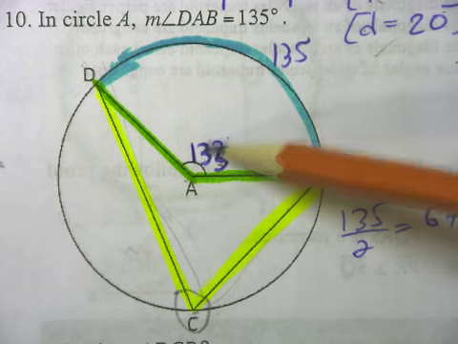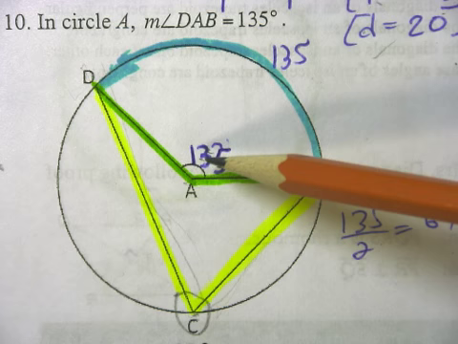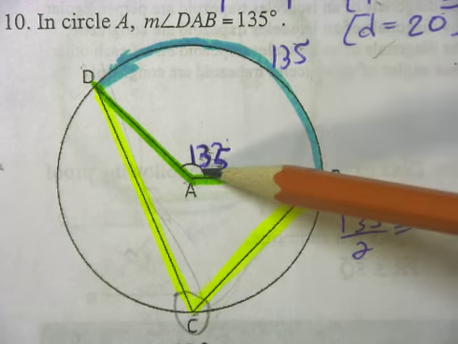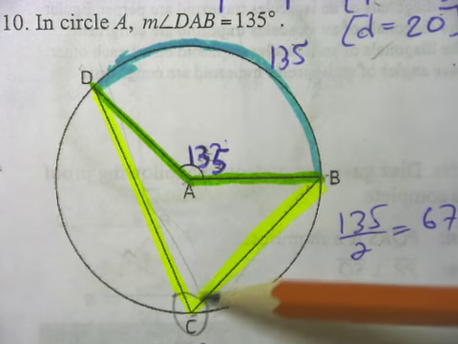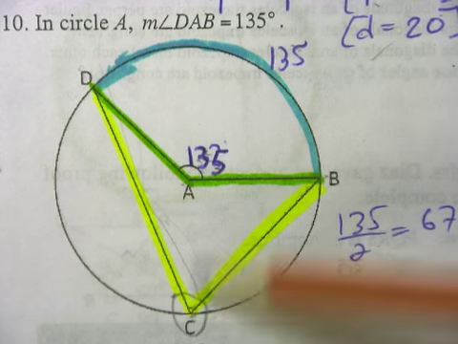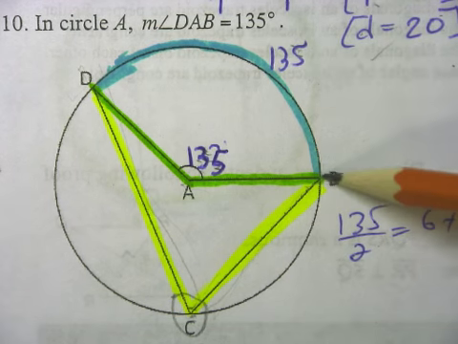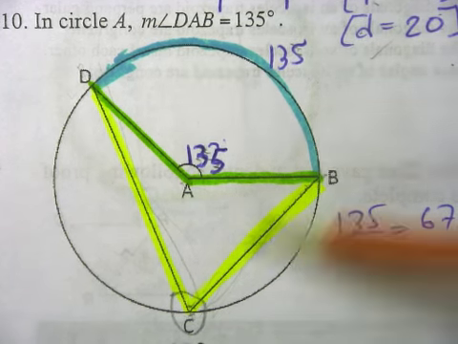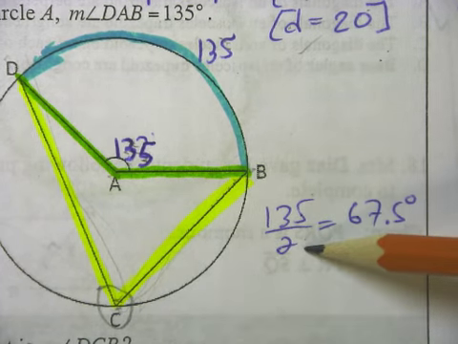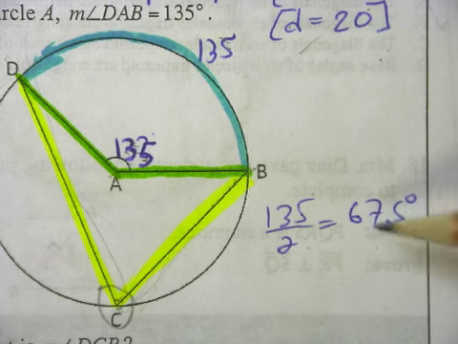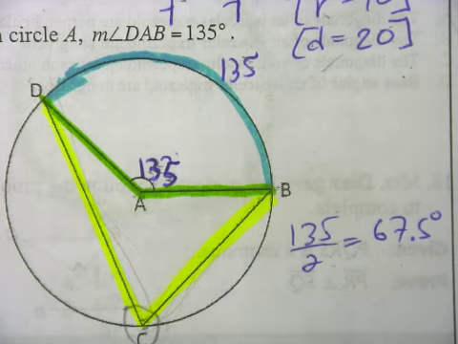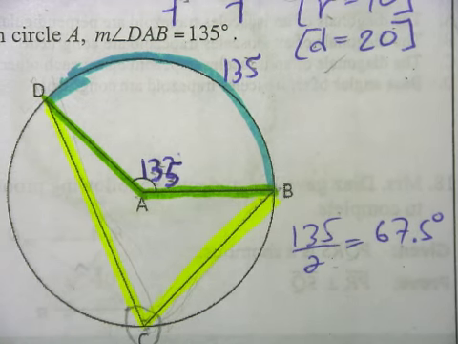Angle DCB is intercepting this arc here, or it's touching arc DB, which is 135 degrees. If you remember, central angles are congruent to the arcs that they make, and the arcs are congruent to central angles. But inscribed angles are half the size of the arcs that they make, or the arcs that they touch. So if this is 135 degrees, and this is an inscribed angle, then it's going to be half of that. 135 divided by 2 is 67.5. So the measure of angle DCB is 67.5 degrees.